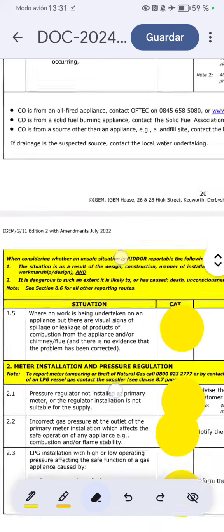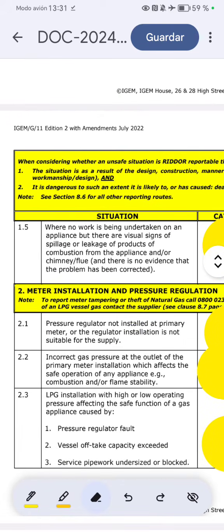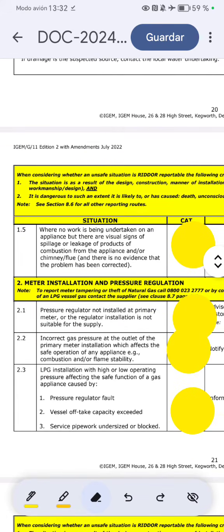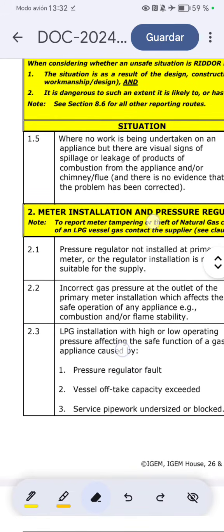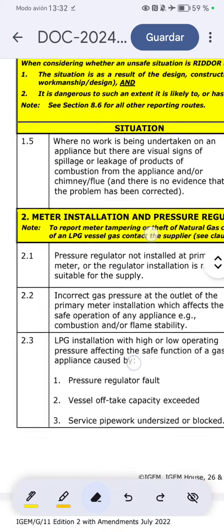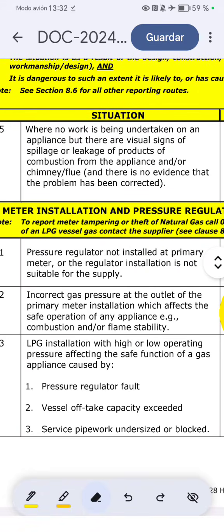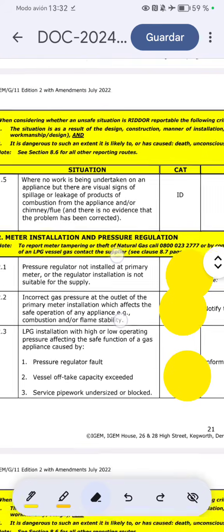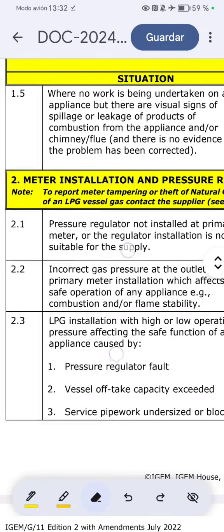And now, let's look at 1.5, where no work is being undertaken on an appliance, but there are visual signs of spillage or leakage of products of combustion from the appliance and/or chimney/flue, and there is no evidence that the problem has been corrected. ID, right? What do you think? At risk? I think it's ID. Yep. All right. Meter installation and pressure regulator. Okay. 2.1. Pressure regulator not installed at primary meter or regulator installation is not suitable for the supply. Ooh, what would you say? Write down your answer. I'd say ID. Could I be wrong? No, it's ID.